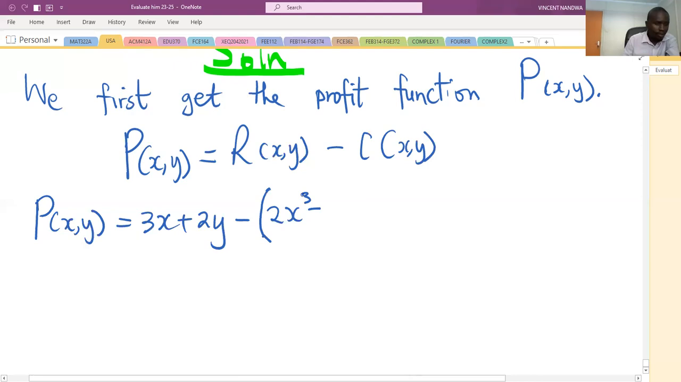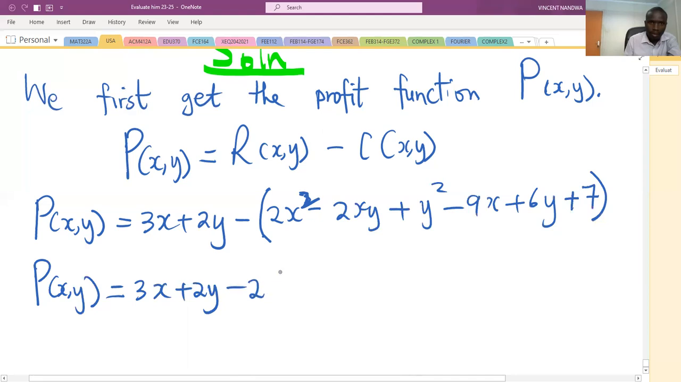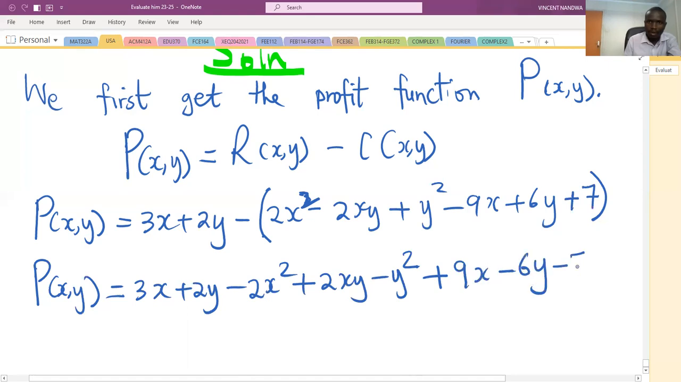2x squared minus 2xy plus y squared minus 9x plus 6y plus 7. And then P of xy will be 3x plus 2y minus 2x squared plus 2xy minus y squared plus 9x minus 6y minus 7.